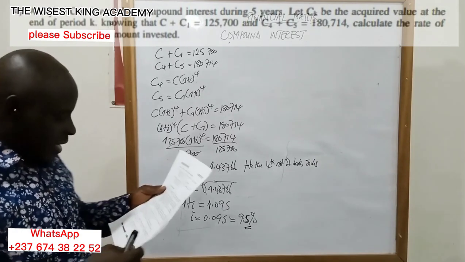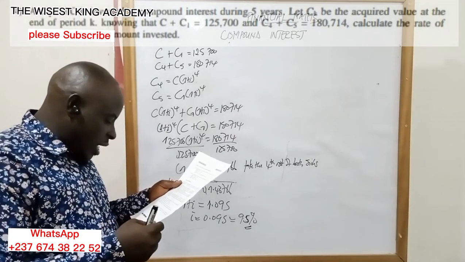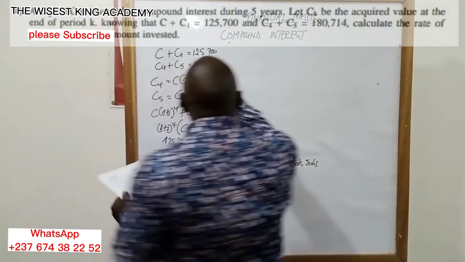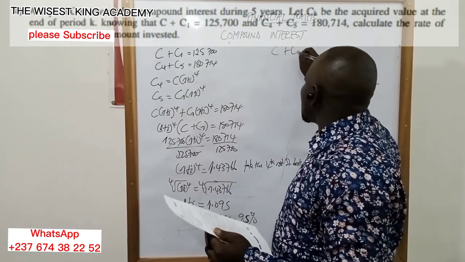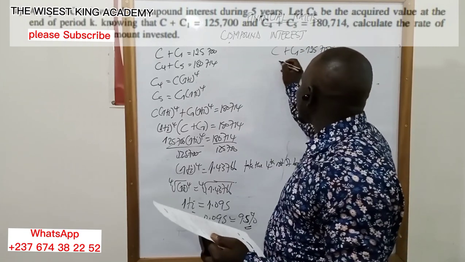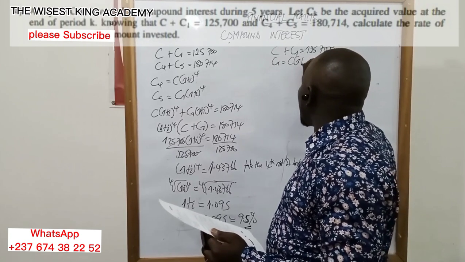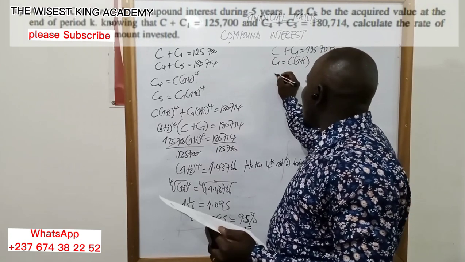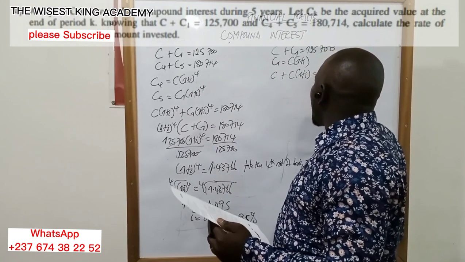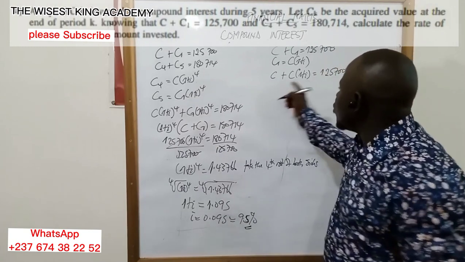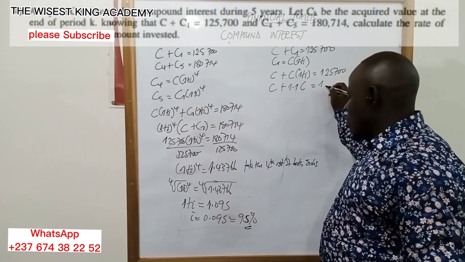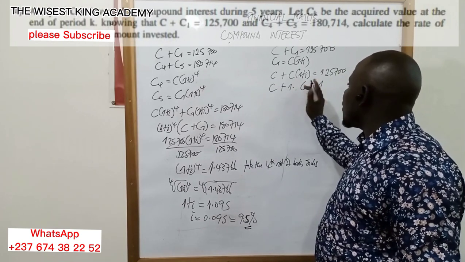That's the interest rate. Now to calculate the amount invested, let's take the first equation. C plus C1 equals 125,700, right? So when I look at this, C1 is actually equal to C into 1 plus I. So I have C plus C into 1 plus I equals 125,700. So this will be C plus 1.095 C.